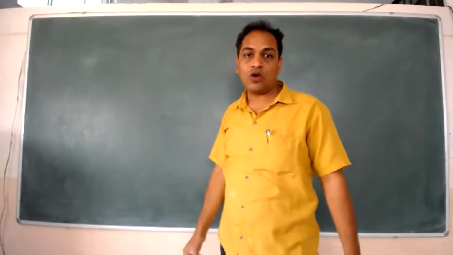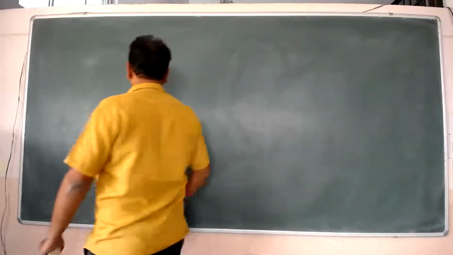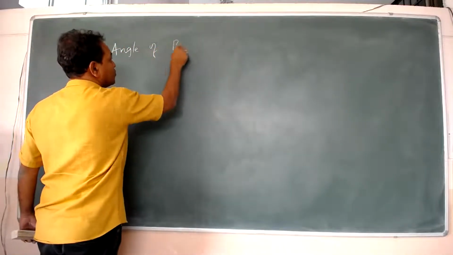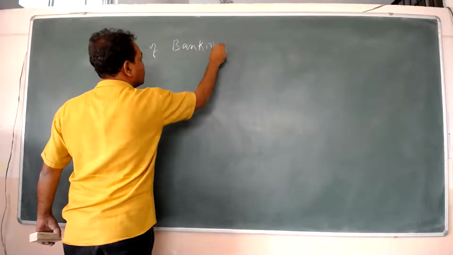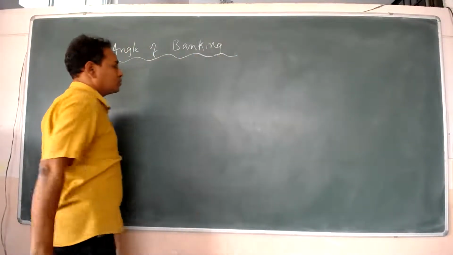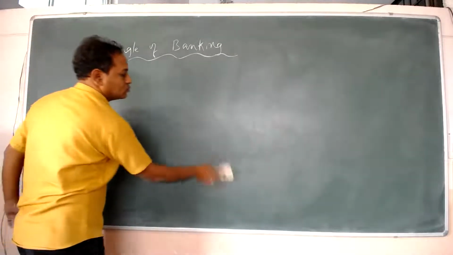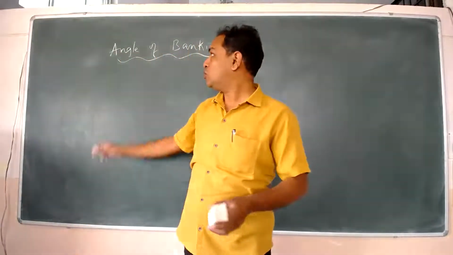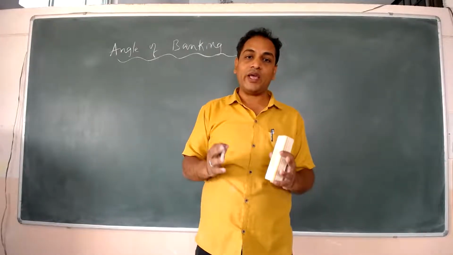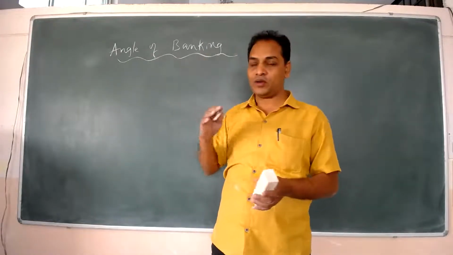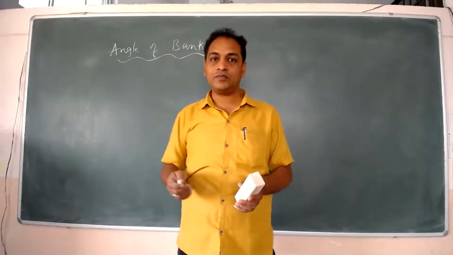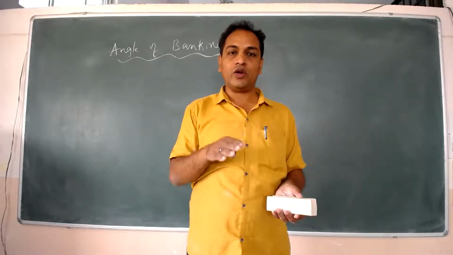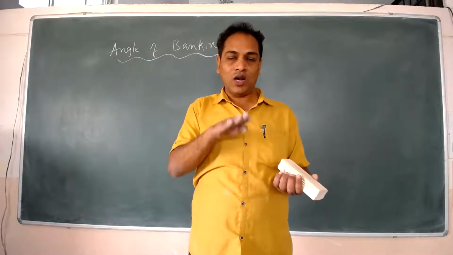Now the important topic, that is called angle of banking. Let us see that. So what is angle of banking? To know this, let us have a small example, then I will go further. As we know, whenever we move on a straight road, that straight road is nothing but what we call a level road. Level road means it will be straight.